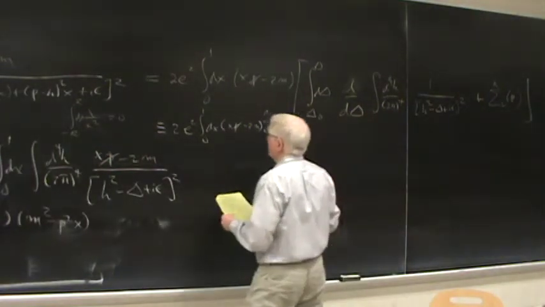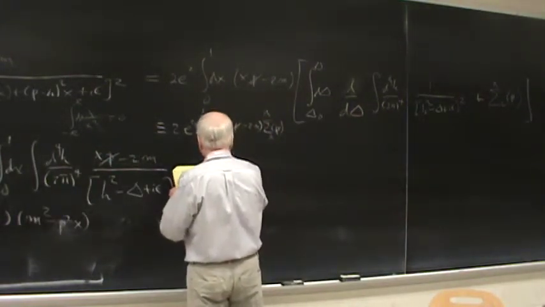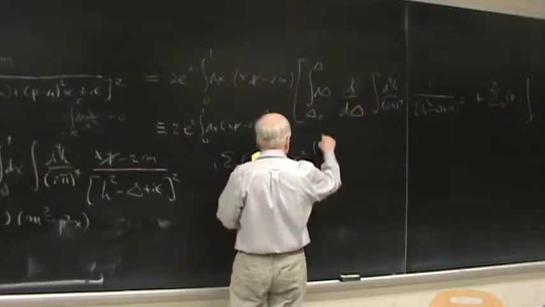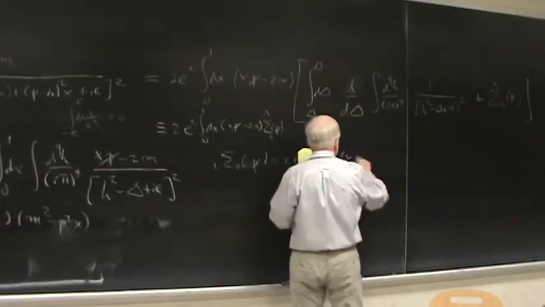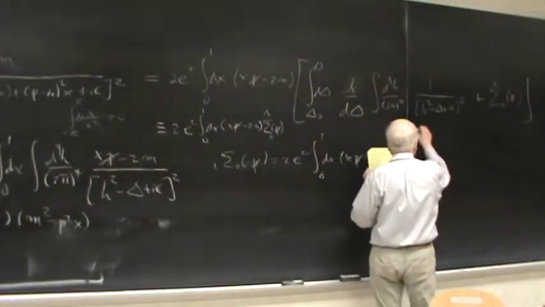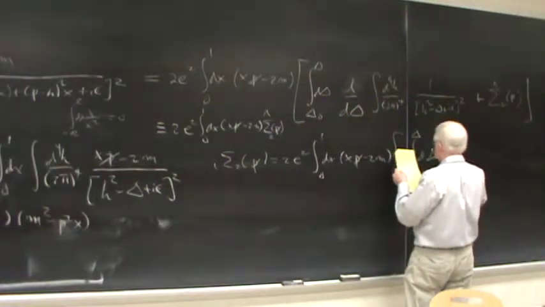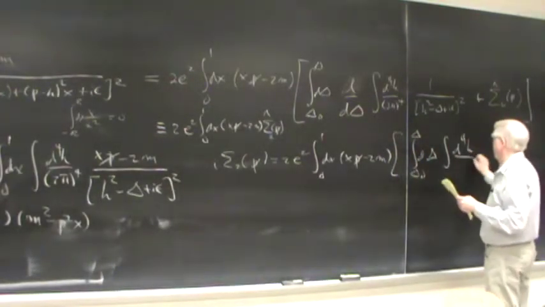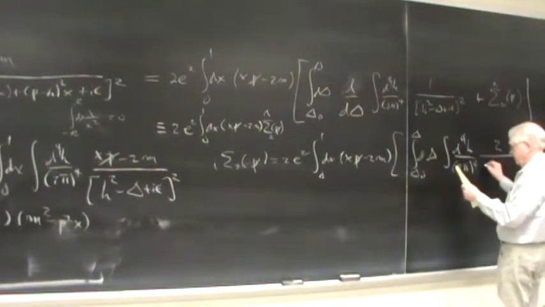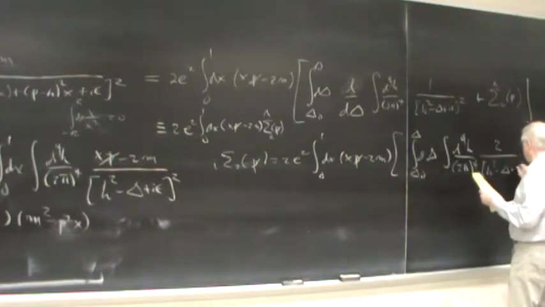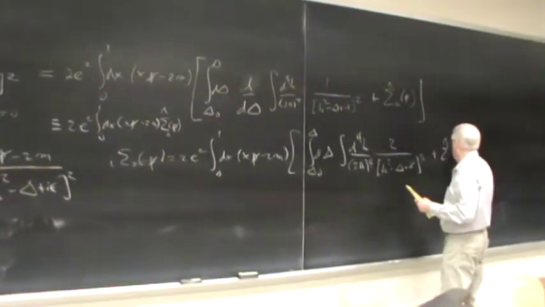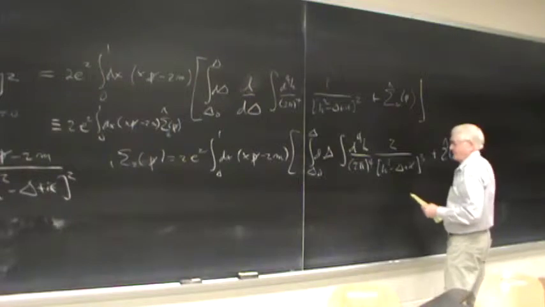And so what we've got here is that i sigma 2 of p-slash is 2e squared integral 0 to 1 dx x p-slash minus 2m, integral delta 0 to delta d delta of integral d fourth k over 2 pi to the fourth, 2 over k squared minus delta plus i epsilon, and now this is cubed, plus, I'll just call this sigma hat of delta 0. That's what I called it in my notes.